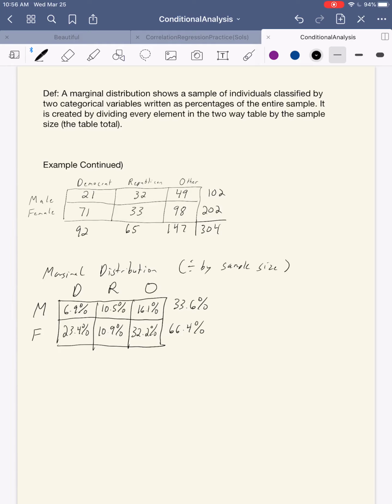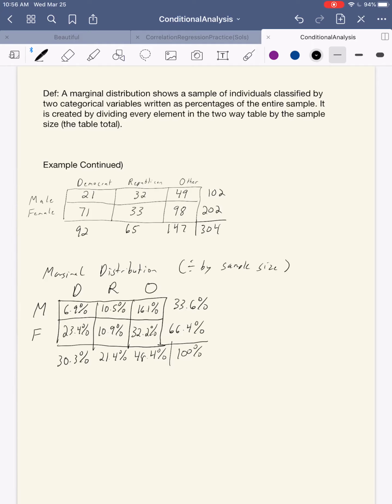92 divided by 304 is 30.3%. And 65 divided by 304, we should get 21.4%. And finally, 147 divided by 304, we should get 48.4%. Now of course, if we looked at the table total now, that would be 100%, because we're writing everything as a percentage of the overall sample.